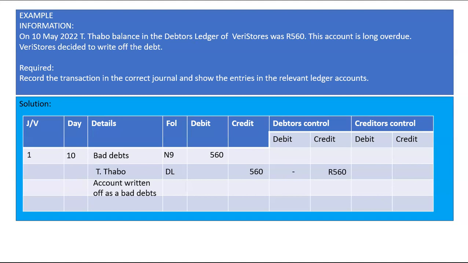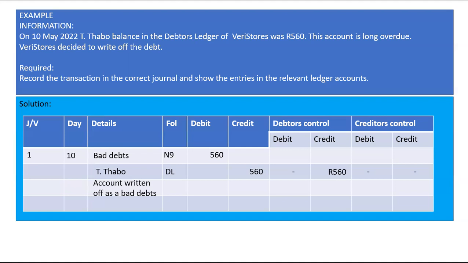Okay, that's why we debited bad debts as 560. It's an expense, it ends there. But T-Tabo is a debtor. So when we credit T-Tabo, automatically it affects our debtors control, and our debtors control will decrease by the amount that T-Tabo was owing us, because T-Tabo will never owe us that amount anymore, which is 560. We have nothing under creditors control. It doesn't affect any creditors control side.